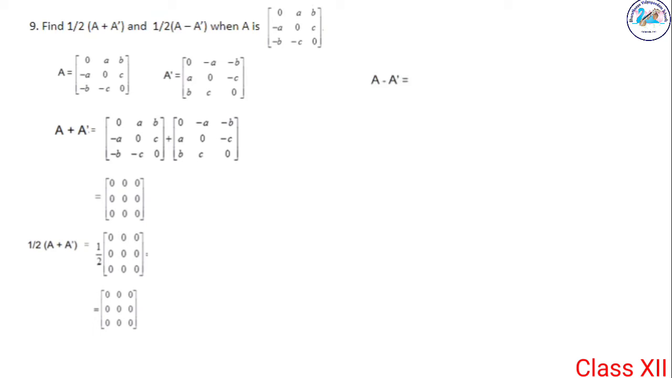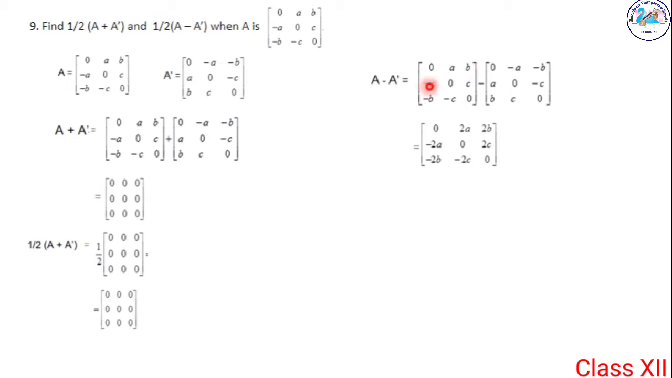Then we have to go for the next part, that is A minus A transpose. We are going to calculate. We substituted the value A and A transpose. Corresponding terms you have to subtract. 0 minus 0, that is 0. a minus minus a, that is minus minus plus, that becomes a plus a equal to 2a. b minus minus b, minus minus b is plus b, that is b plus b is equal to 2b. Same way, corresponding terms added and we have got the final matrix, that is 0 2a 2b, minus 2a 0 2c, minus 2b minus 2c 0.